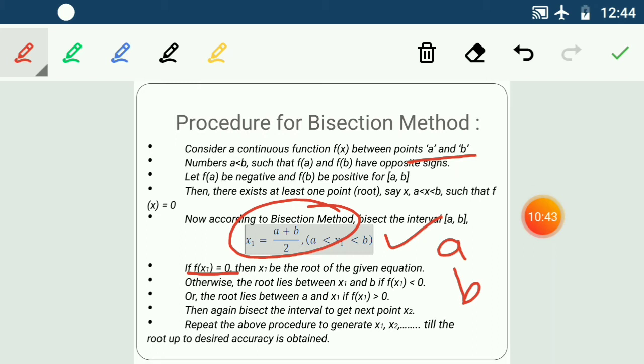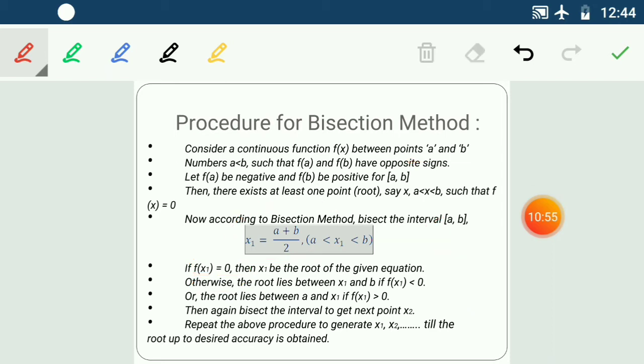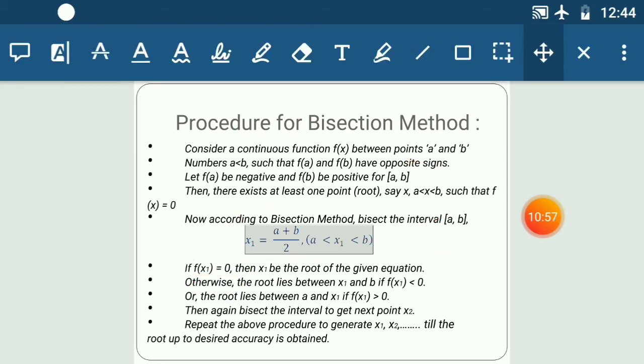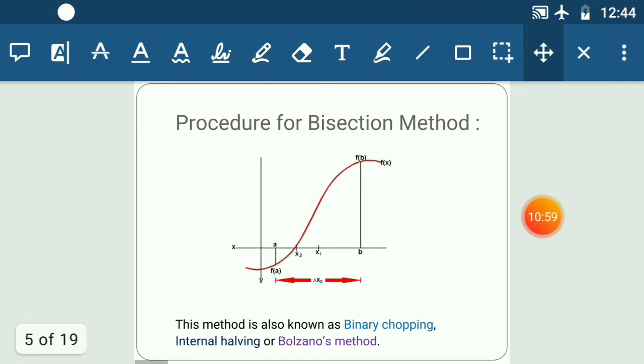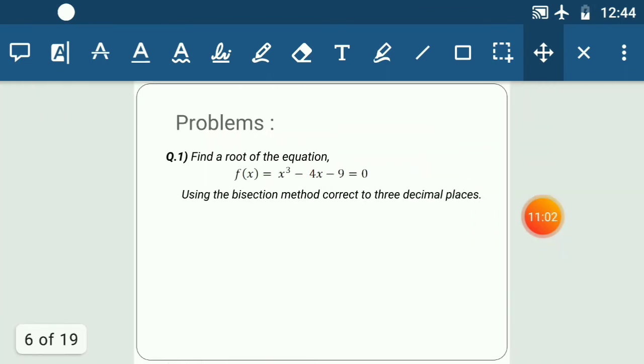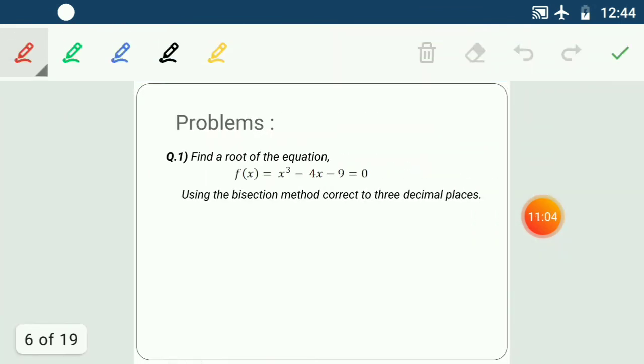Okay, so the same procedure we have to do until we get f(x) equals 0 or the approximate answer, whatever is given in the question. However they have asked, in the same manner we have to answer. Okay, so let us have a look at our first numerical solution. So this is the first problem.